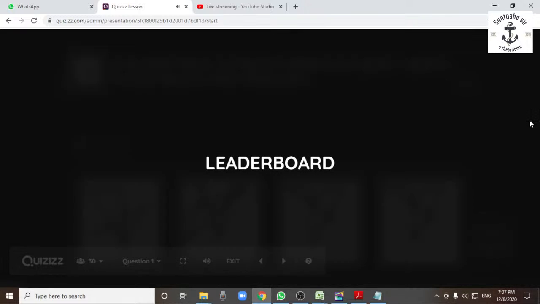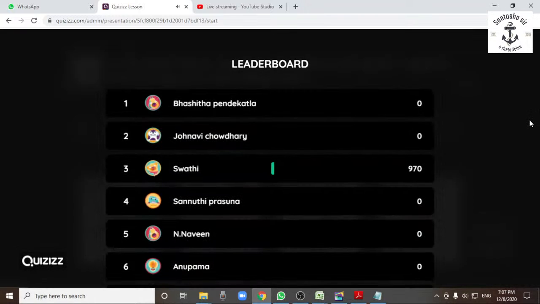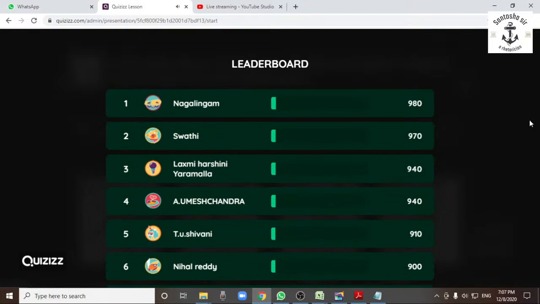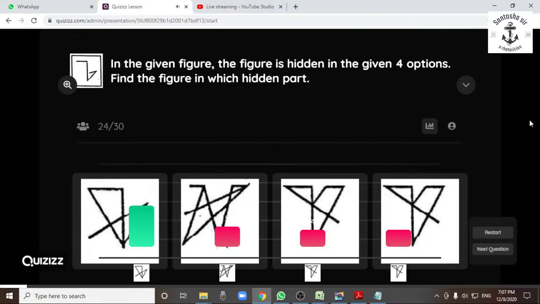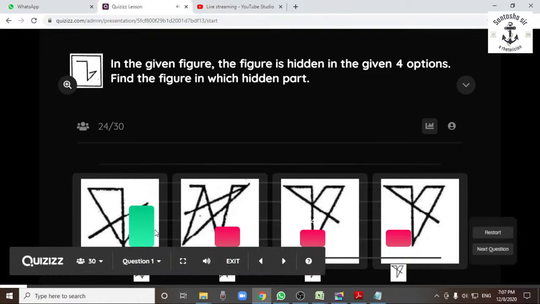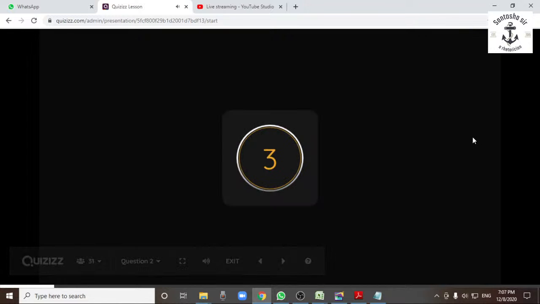Let's check the scores. We have Nagalingam followed by Swati, Lakshmi Harsini, Umesh Chandra. Okay, moving on to the next question. Question number 2.